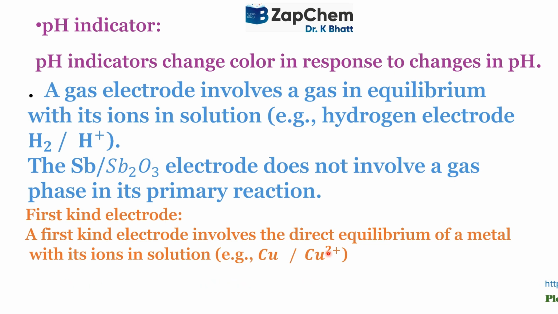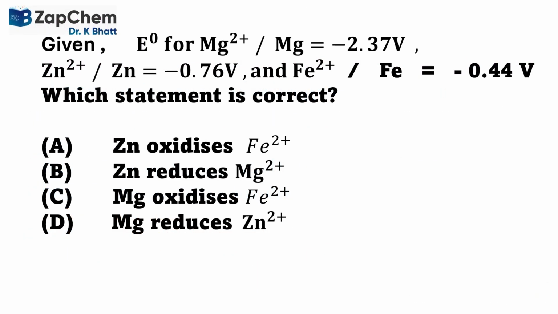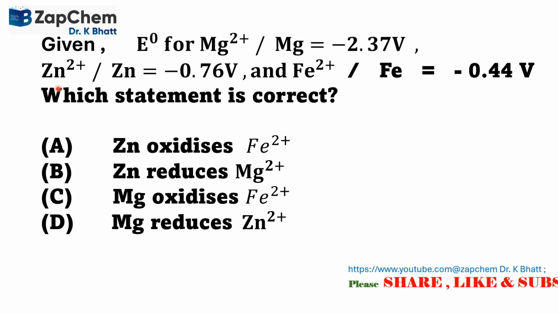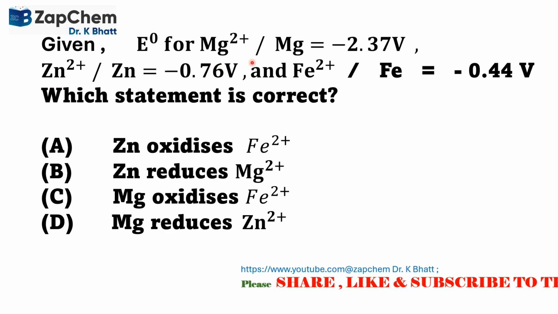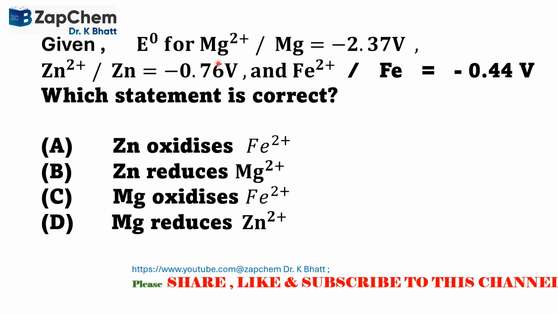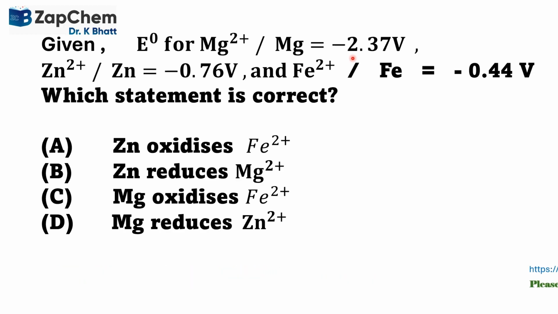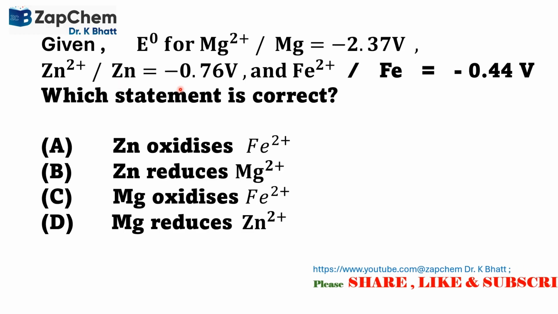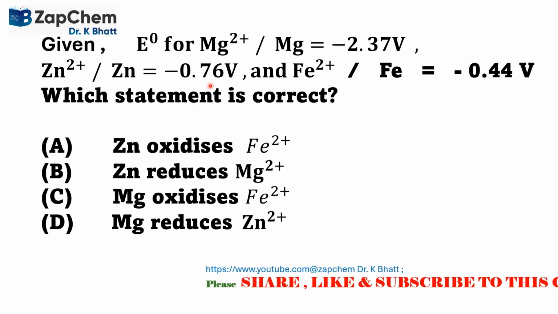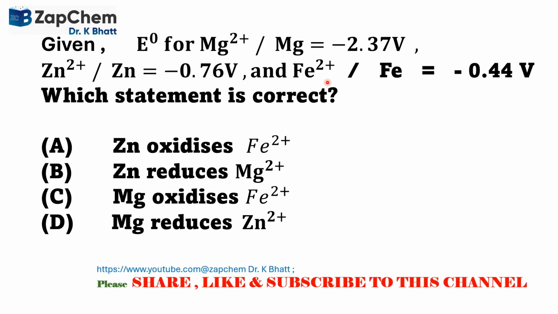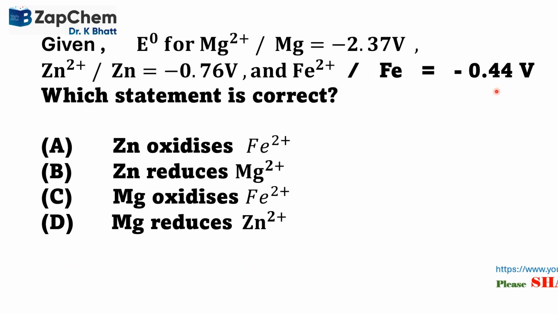Then there is another question. The question is very simple. And here, standard electrode potentials of different cells are provided. Mg2 positive/Mg is minus 2.37 volts. Zn2 positive/Zn is minus 0.76 volts. Fe2 plus/Fe is minus 0.44 volts.